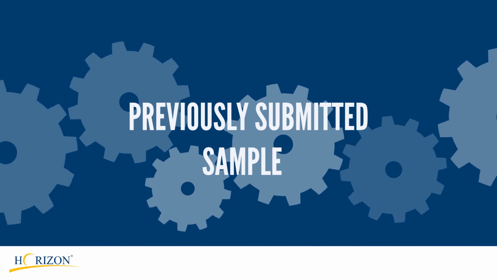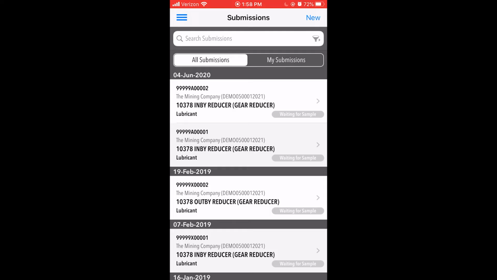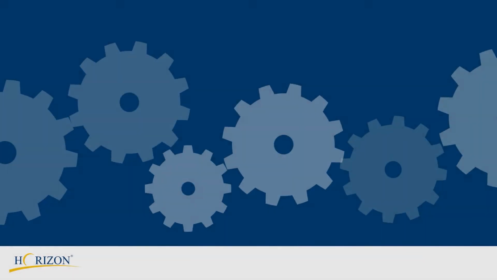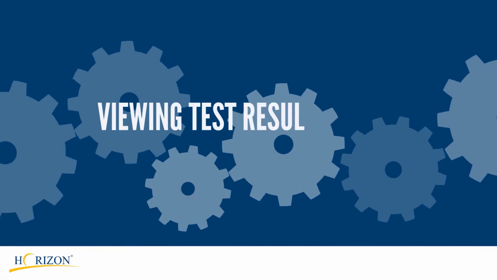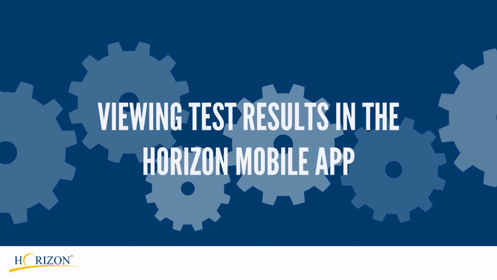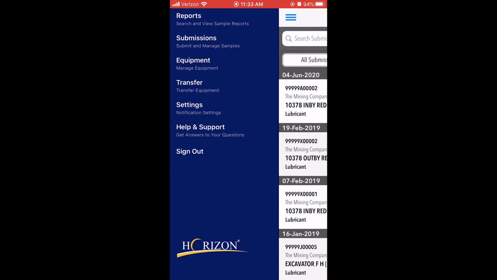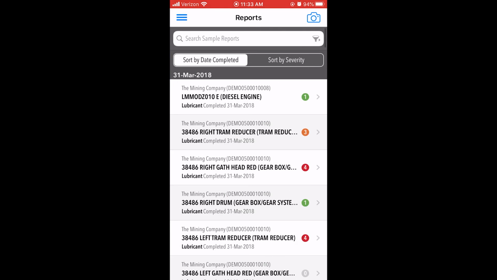The Submission menu lists the most recent samples submitted to the laboratory. They are marked as Waiting for Sample and can be edited or deleted until the sample arrives at the laboratory. The Horizon mobile app notifies you when the testing and analysis of your sample is complete. You can review the results anywhere your mobile device can receive data. Report results will be downloaded automatically to your app as soon as the analysis is complete.